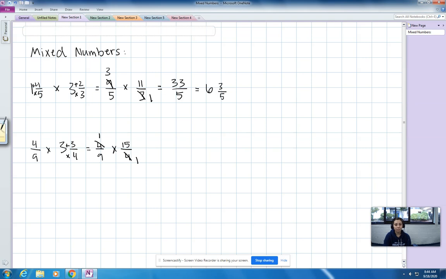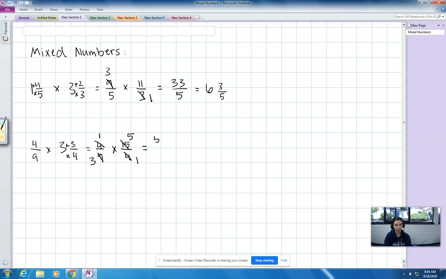Now let's look at 9 and 15. What's the biggest thing that goes into 9 and 15? That would be 3. 9 divided by 3 is 3. 15 divided by 3 is 5. And then if I look up and down, there's nothing else to simplify, nothing else to cross-cancel. So I'm ready to multiply across the top and across the bottom.